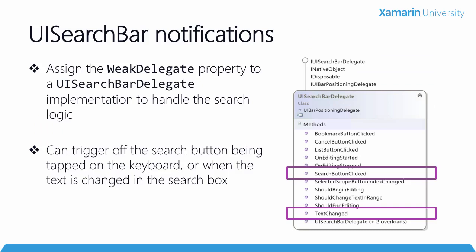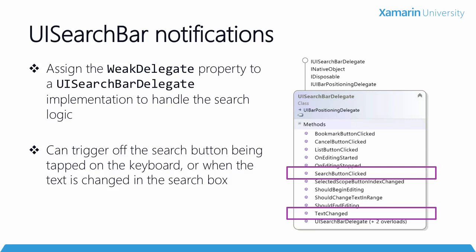You can also control the behavior of the UI search bar through a delegate class, the UI search bar delegate. By implementing this class, you can get notifications about how the user is interacting with the search bar. For example, each of the buttons in the UI will invoke a different method on the delegate. There are several common overrides that we'll supply.